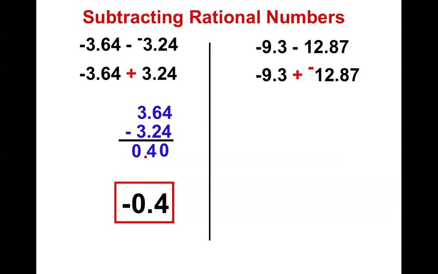Any questions? I hope you notice that I have minus positive 12 and 87/100ths, so I add the opposite of positive 12 and 87/100ths, which is negative 12 and 87/100ths. Do you notice that they're both negatives now? And when they're both negatives, they're the same. So we're going to add these negatives together.